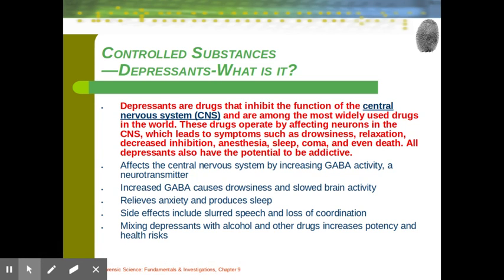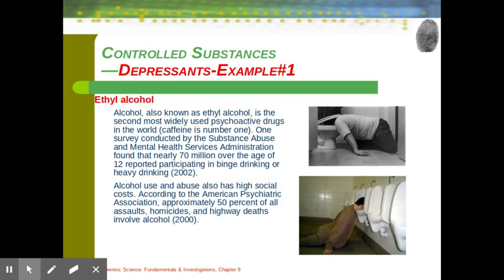So some of the people we saw on the first screen, those accidental overdoses of famous people, a lot of times will involve they were taking these drugs and drinking alcohol as well. So let's talk about ethyl alcohol. So alcohol, which is ethyl alcohol, is the second most widely used psychoactive drug in the world. So caffeine is number one. One survey conducted by the Substance Abuse and Mental Health Services found that nearly 70 million people over the age of 12 reported participating in binge drinking or heavy drinking, and that was in 2002.